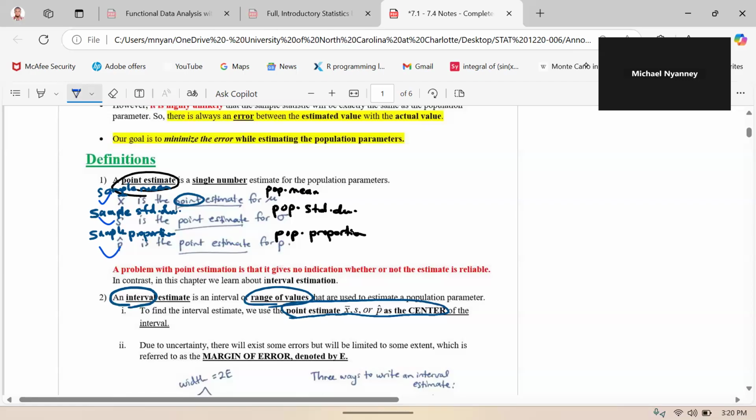But before I move on to that, due to uncertainty, there will exist some errors, but they will be limited to some extent, which is referred to as the margin of error. So we marginalize the error. For this interval, we want to go with this kind of error.